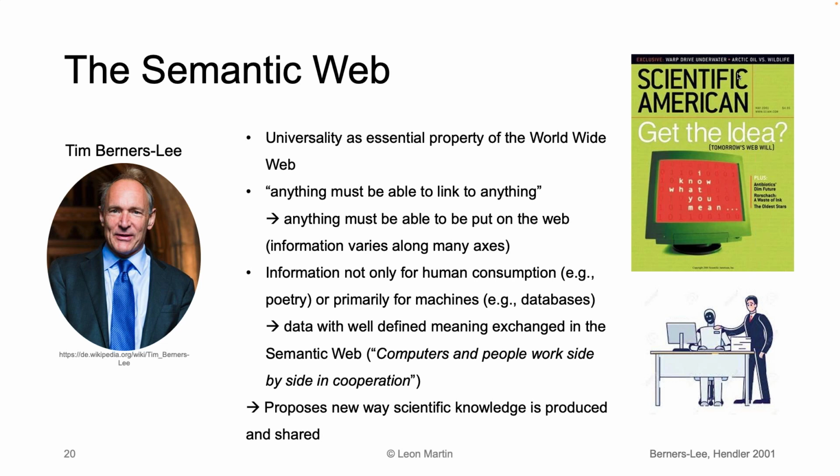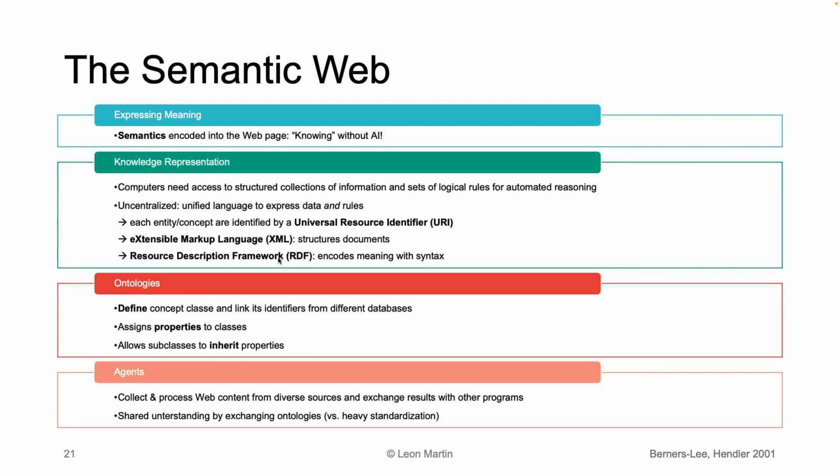So anything must be able to link to anything. So we need representation of the web that can be uploaded, basically. So we can't just put physical things out there. So we need representations that are linkable to others. So we need a way to link Bull Terrier, the class or information about that, to information about dogs in general. So anything must be able to be put on the web, and the information varies along many axes.